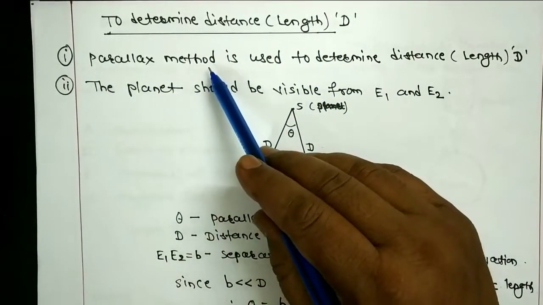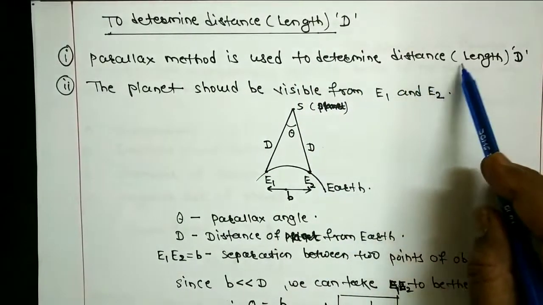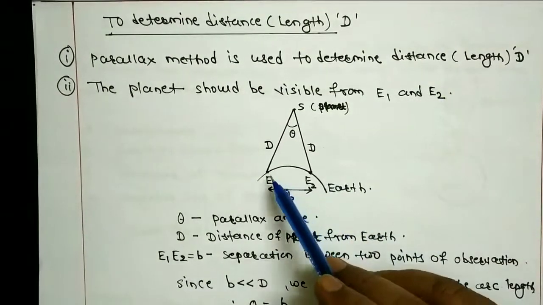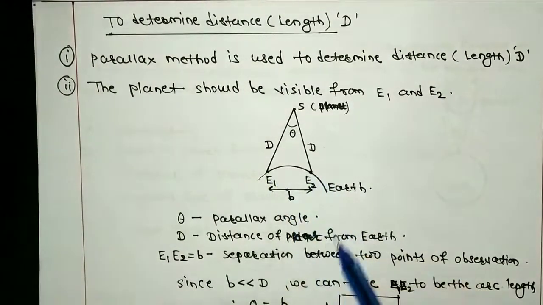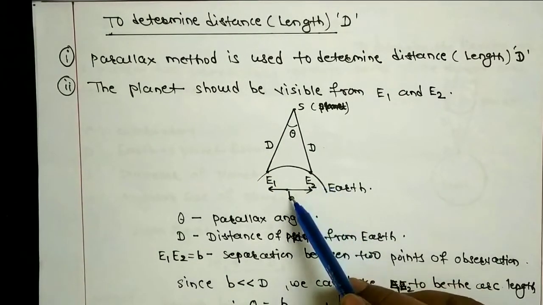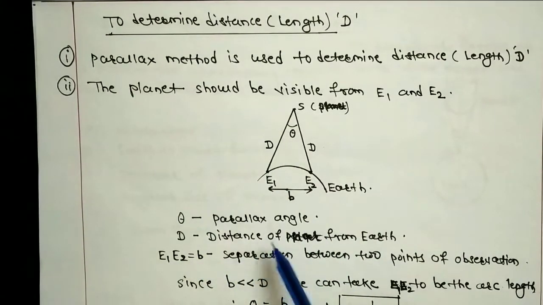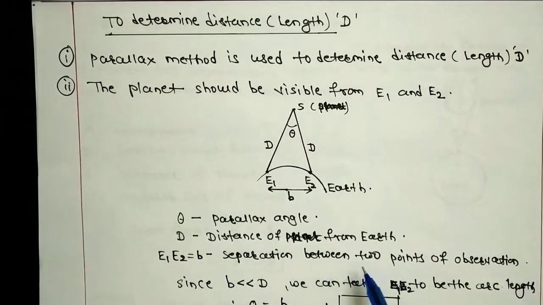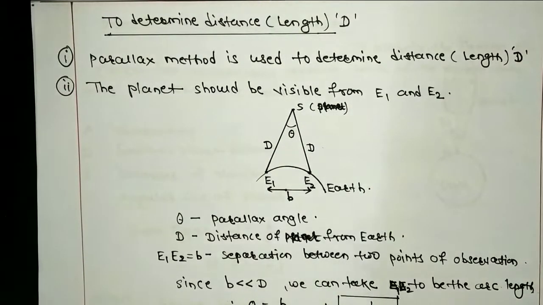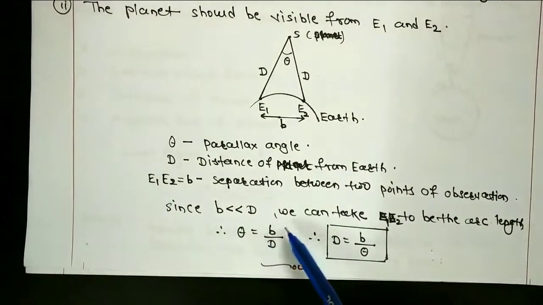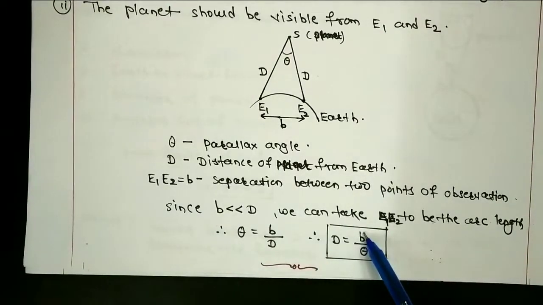Now to determine the distance, that is length d. Point 1. The parallax method is used to determine the distance, that is length d. Point number 2, the planet should be visible from E1 and E2. Here E1 and E2 are the 2 points on the earth's surface. Distance between E1 and E2 equals b. Theta is the parallax angle. D is the distance of the planet from the earth. Since b is very much less than D, we can take E1E2 to be the arc length. Therefore theta equals b by D, or D equals b by theta.